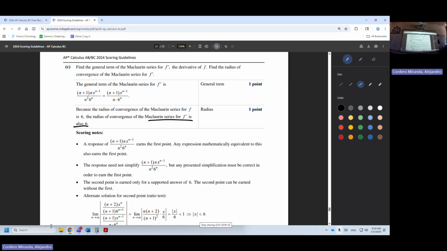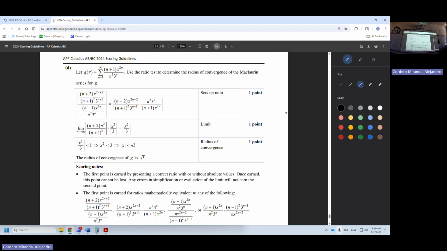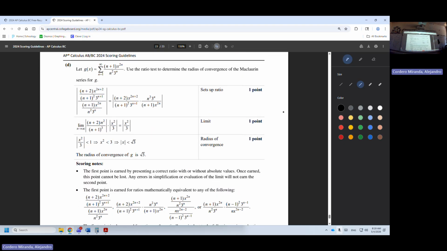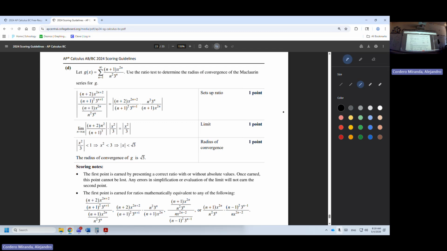The next one did require some work because they gave you this new series and they said use the ratio test to find just the radius of convergence, which is nice, which means you don't have to check the endpoints, which saves you a step. Since they just want the radius, the endpoints themselves aren't going to change anything. But for this one, I don't have much to say. You just do the ratio test. Boom, boom, boom, boom. Cancel everything you can, and then you'll get basically this.